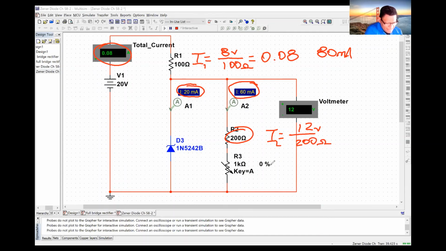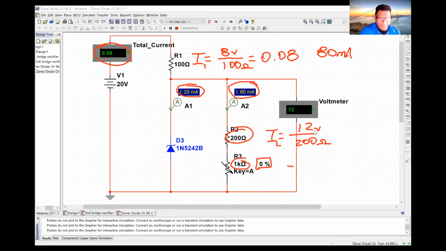Please keep in mind that even when this one says 1 kilo ohm, this is a variable resistor. And right now, the value of that variable resistor is 0%. I have a small slide button at the bottom there that I'm going to be able to use in order to change the value of my 1 kilo ohm resistor.